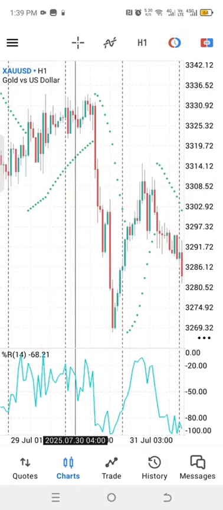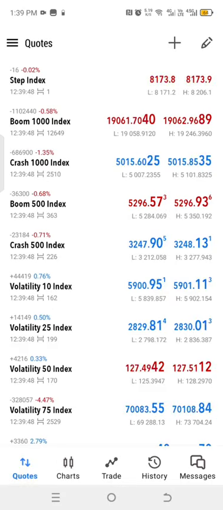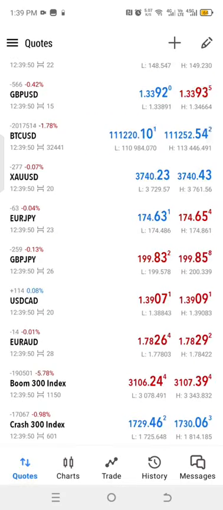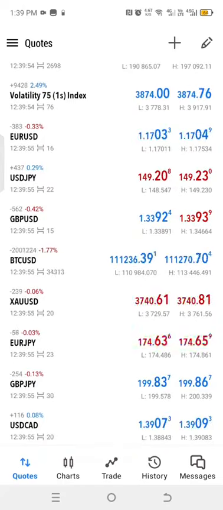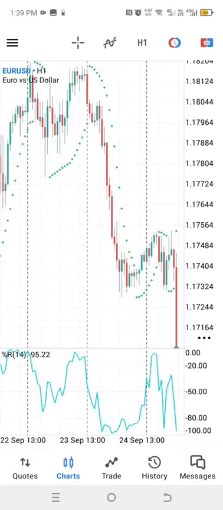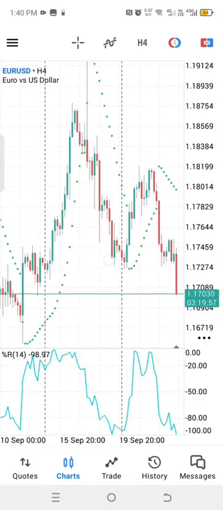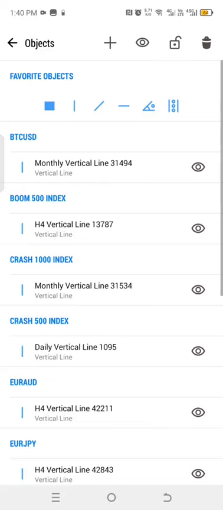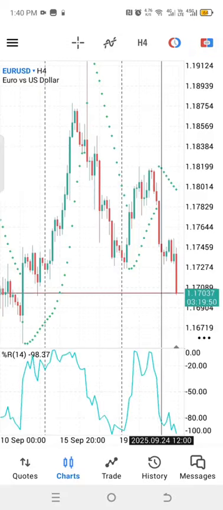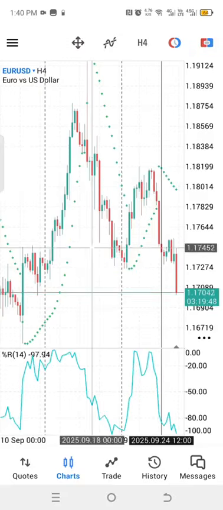Not only does it work for gold, it also works for your normal forex pairs. So let's go straight to, let's say, EUR/USD. Yes, EUR/USD. Okay, good. So this is EUR/USD. Let me use the other time frames I told you about. So guys, this is EUR/USD, and as you can see, I'm on the H4 time frame.